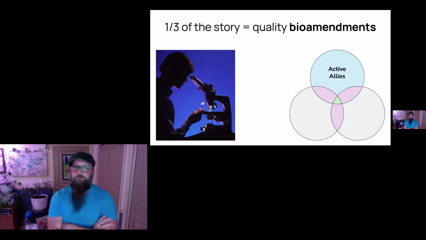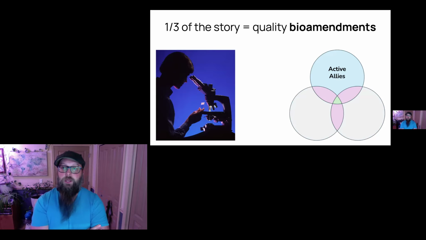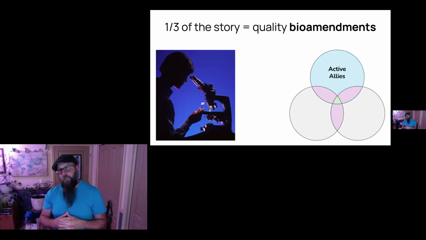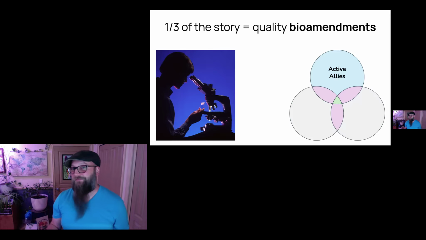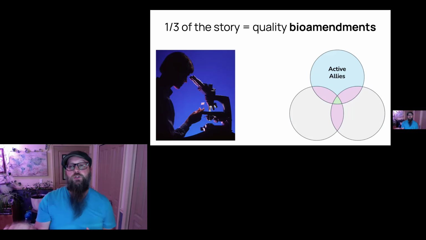Now, in my opinion, about a third of the story of ecological stewardship is going to come down to just quality bioamendments. That's how you get that active ally piece back into the equation. And I am not using the term composting as much as I can these days. I'm avoiding that. I don't think that there's necessarily anything wrong with compost, but I'd like people to reach past compost to achieve what's really a bioamendment.